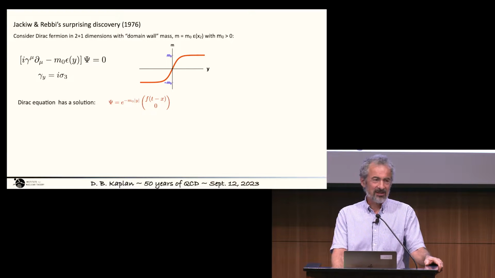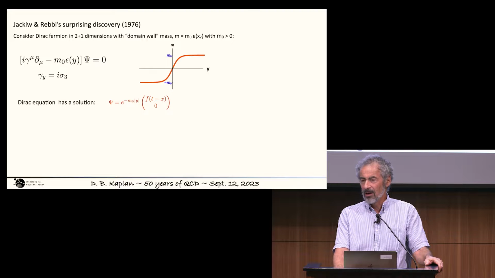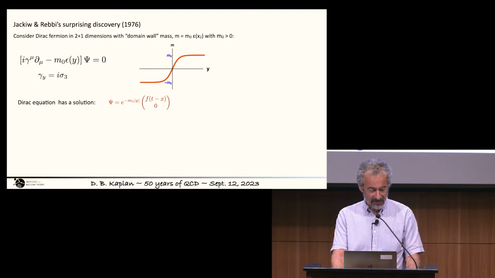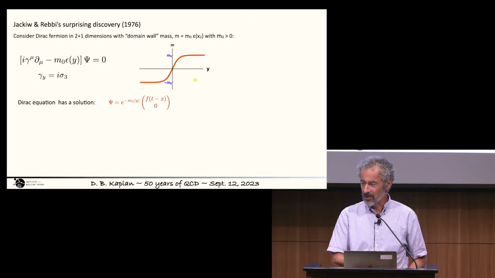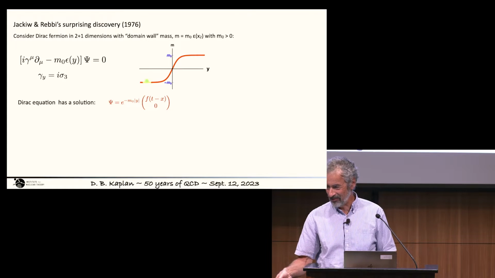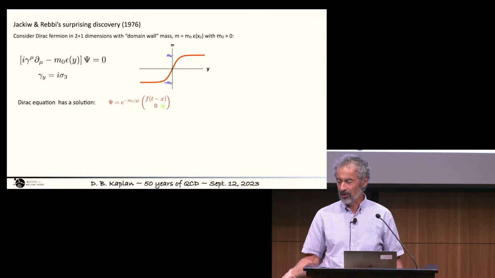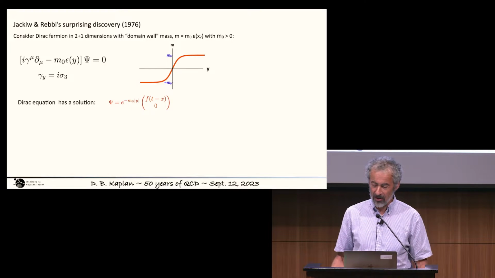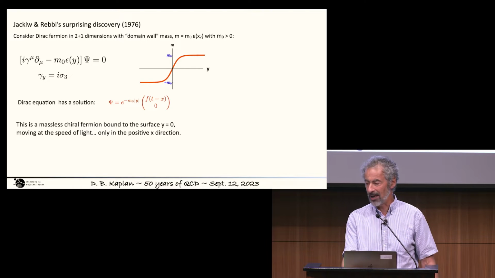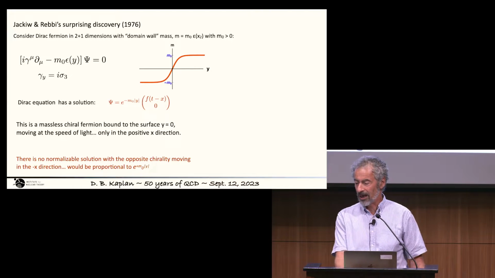So what you find is that the Dirac equation has a solution that's exponentially confined to the domain wall. It's a particle that moves at the speed of light along the defect, and it only occurs with one chirality. The other chirality solution that you can write down is not normalizable, and so you throw it out.